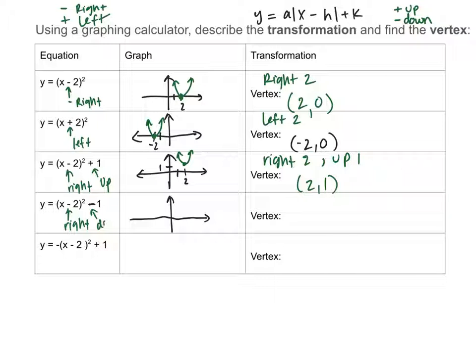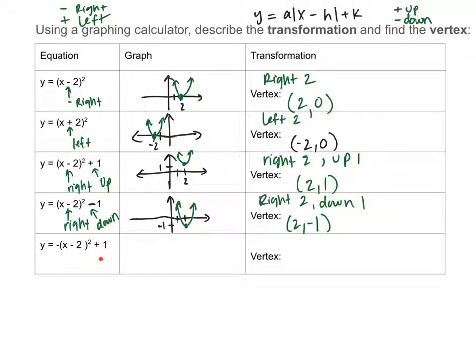And so now I can say this is going down. So this is going to be right 2, down 1. So 2 is here, down 1 is at negative 1. If I were to plot there and then open up my U, there we go. So my vertex is at 2, negative 1. And so I went right 2 units, down 1 unit. So whenever you have a minus sign on the outside, you're going down.